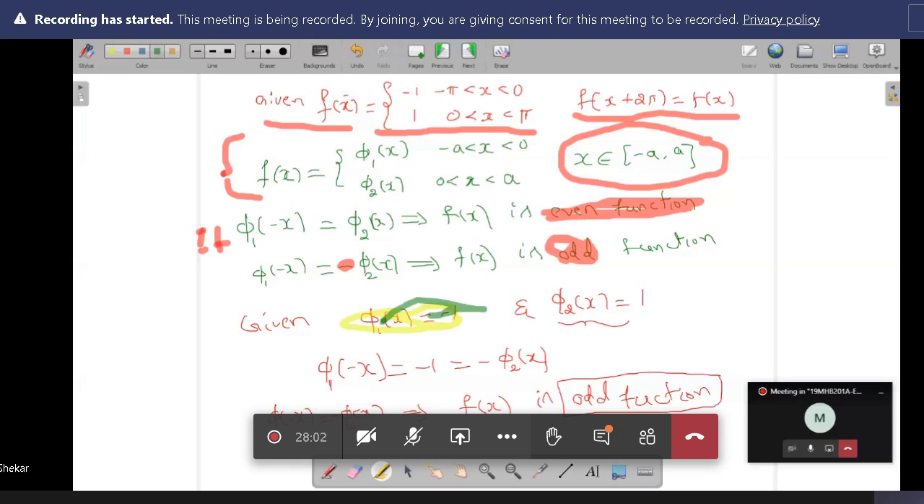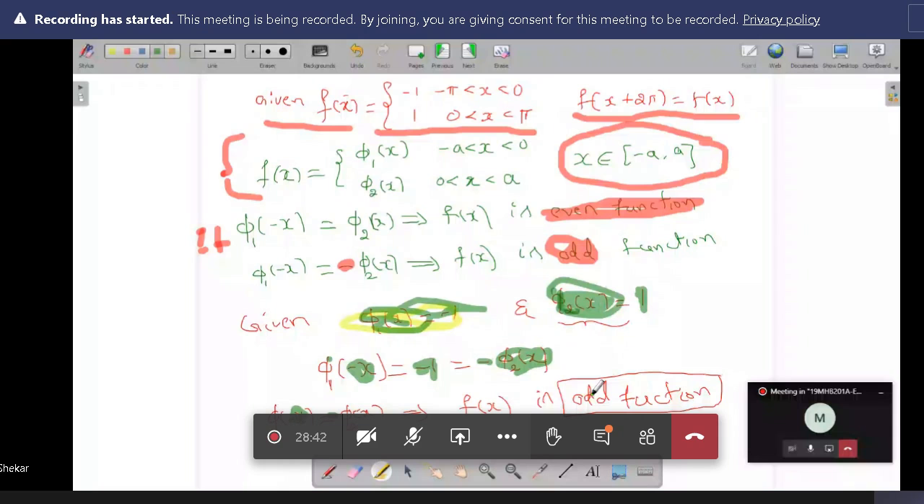Now what I will consider is, in place of phi1, I just replace x with negative x. Since phi1 is minus 1, whatever I change in the variable x doesn't affect it, because it is a constant. And this minus 1 can be further written as minus into 1. What is 1 actually? 1 is our phi2. So minus times phi2. With this we get that phi1 of negative x gives you negative phi2. So the conclusion is that the given function is an odd function.